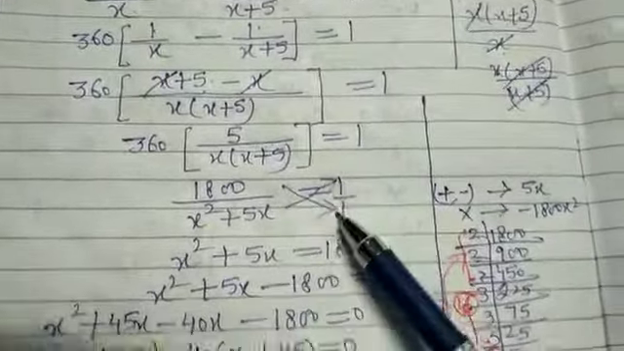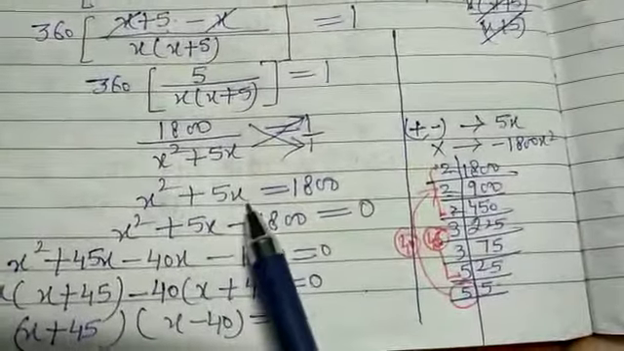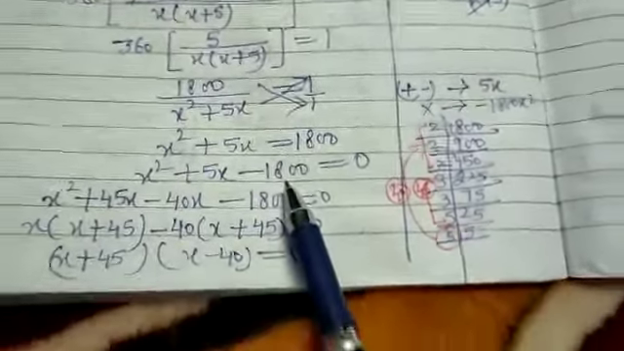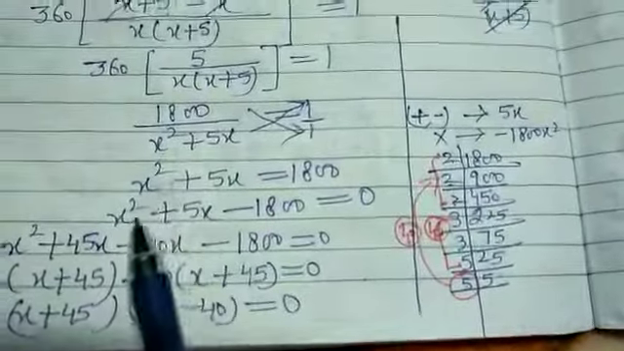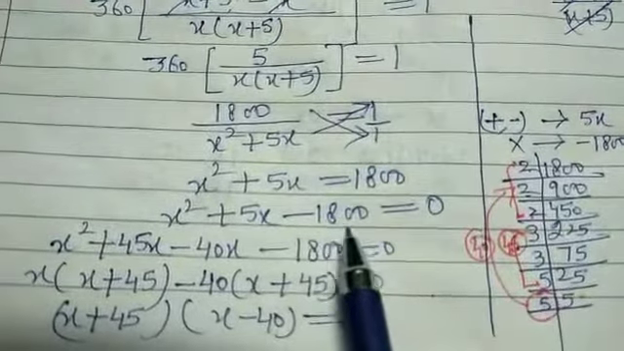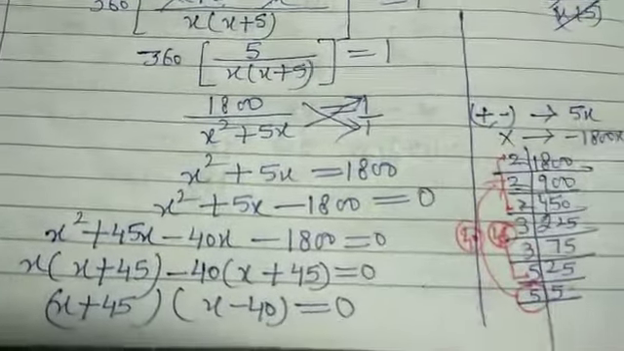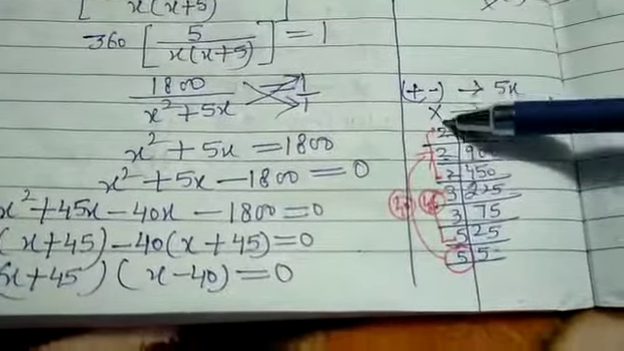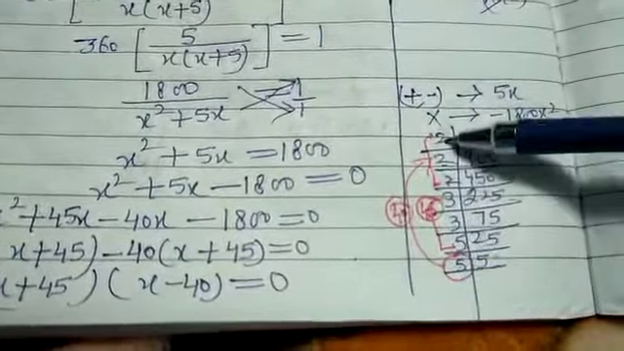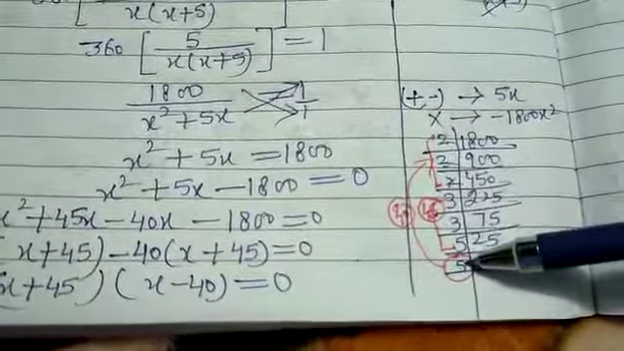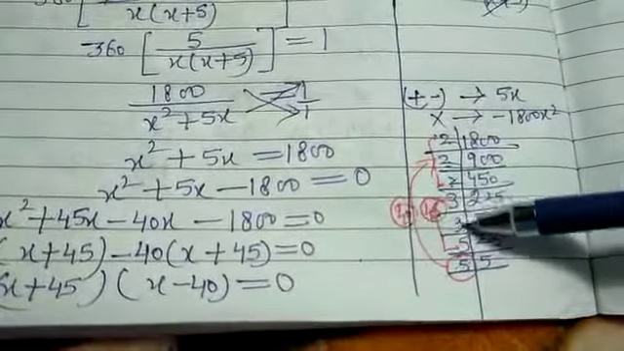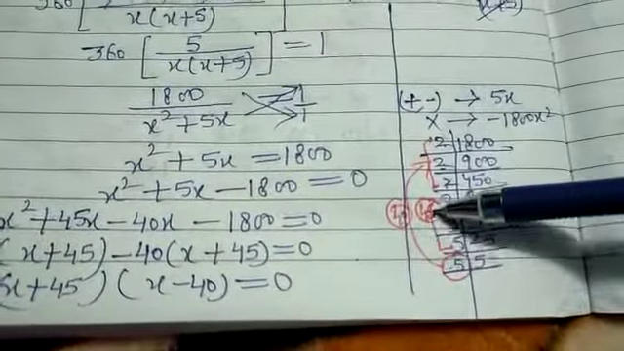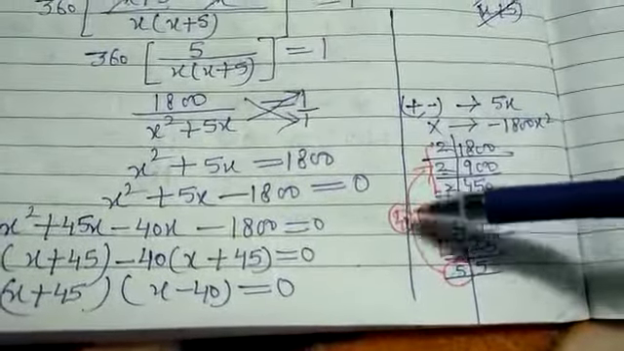Now we will do the cross multiplication. x square plus 5x is equal to 1800. Now I am shifting this term to the left hand side. So my quadratic equation is x square plus 5x minus 1800 is equal to 0. Now the prime factorization of 1800 is in front of you, and this is the hit and trial method here. 2 fours are 8, and the last term is 5. 8 fives are 40, and with these three terms, 3 threes are 9, 9 fives are 45. So 45 and 40 are the two terms.